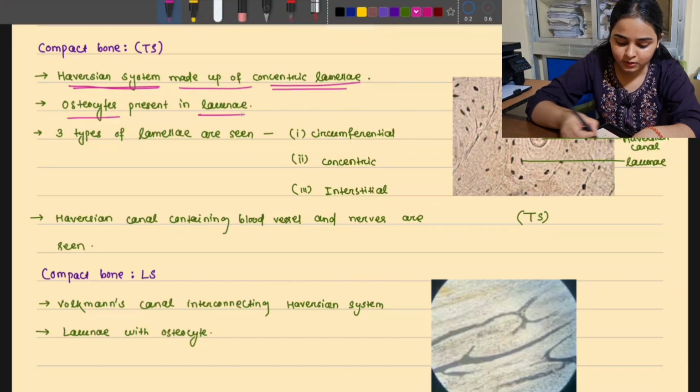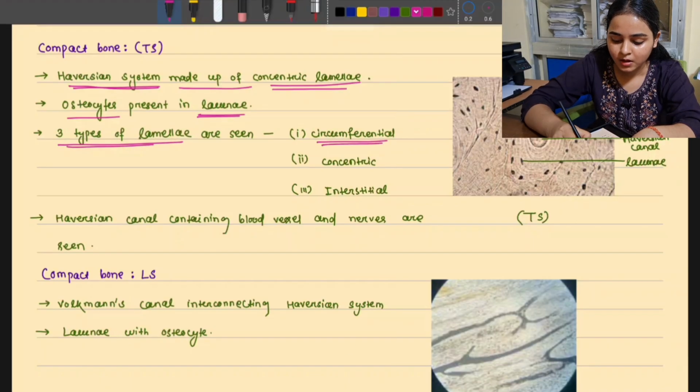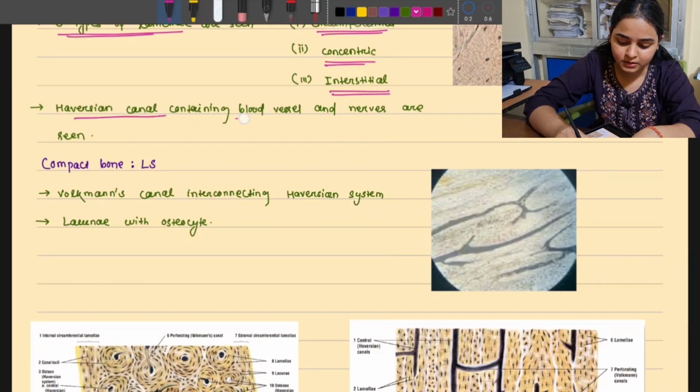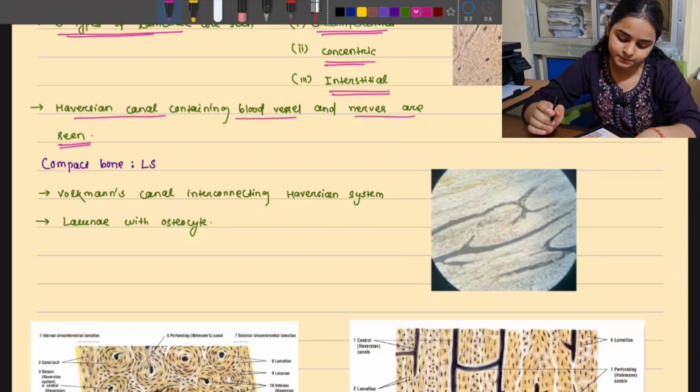Osteocytes are present in lacuna, and 3 types of lamella are seen in a transverse section, that is the circumferential, concentric and interstitial lamella. And haversian canal containing blood vessels and nerve are seen on the transverse section.